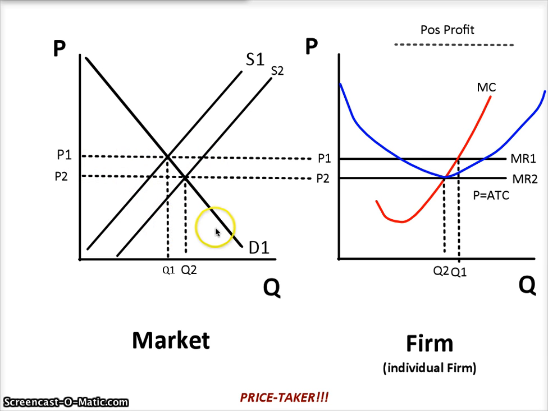So to summarize, positive economic profit is a short-run condition because it spurs entry into the market. As more and more firms enter the market, the supply curve on the market side starts to shift right, lowering the equilibrium price, resulting in the price-taking, perfectly competitive firm having a lower and lower MR until it settles in where P equals ATC for the firm, which is your long-run condition.